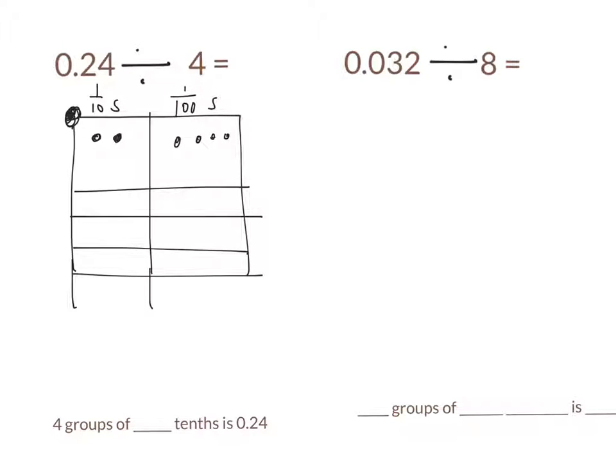In this example of 24 hundredths divided by 4, why is it a better idea to draw 24 dots in the hundredths column rather than what we drew here, which is 2 dots in the tenths column and 4 dots in the hundredths column? Go. If we have 2 dots in the tenths column, can I share them equally into 4 groups? No. But if I have 24 dots in the hundredths column, can I evenly share them into 4 groups?